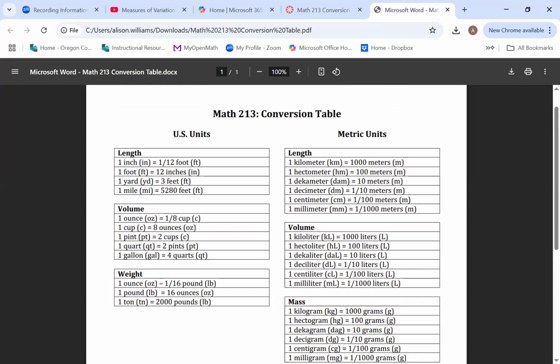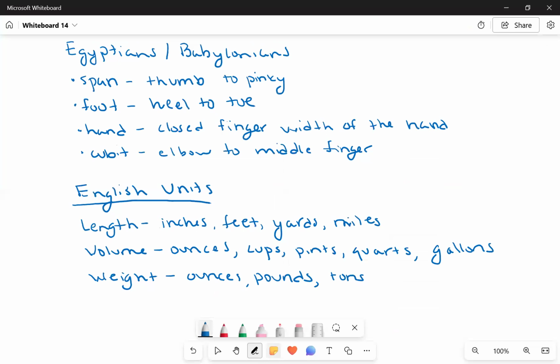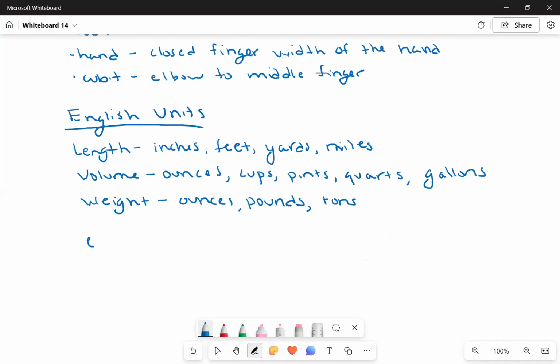Okay, so going back, I would maybe pause the video for a second, go grab this conversion sheet, and we're going to do some examples that use the conversion table so that you can practice. Let me start with some basics. Let's convert 1 mile into yards. 1 mile equals how many yards?